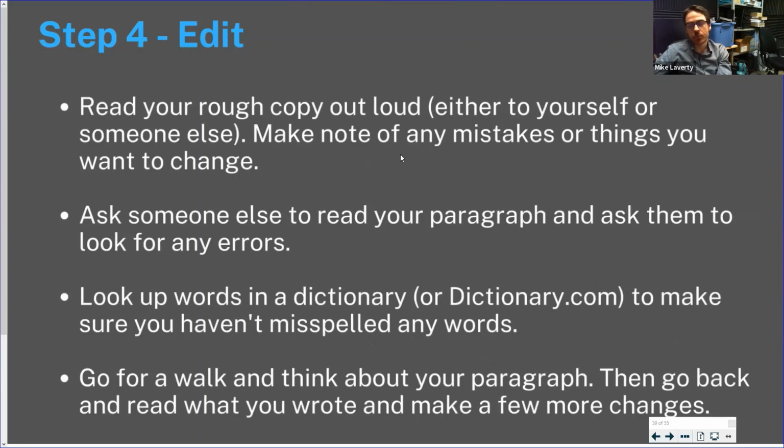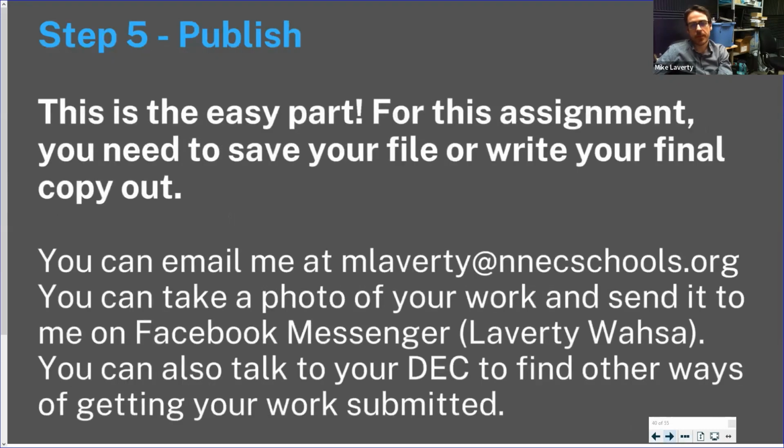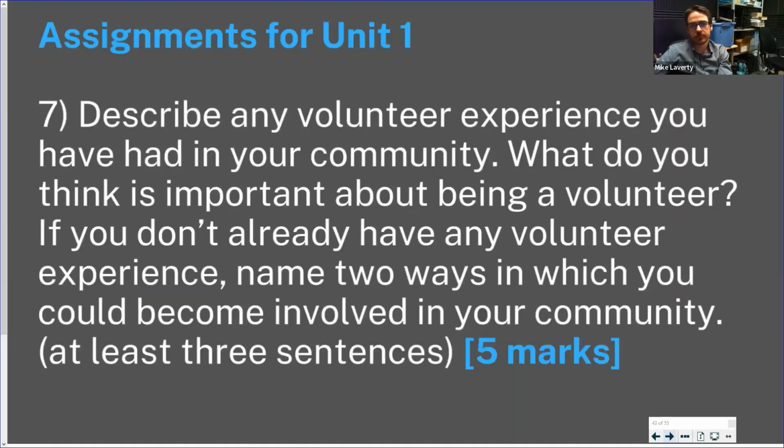Look up any unfamiliar words in a dictionary and put it down for a while, do something productive, and then come back to it. Or unproductive, just do something and then come back to it later, and you'll come up with all kinds of cool ideas. And then, of course, you publish it. You share it with your teacher. All right.